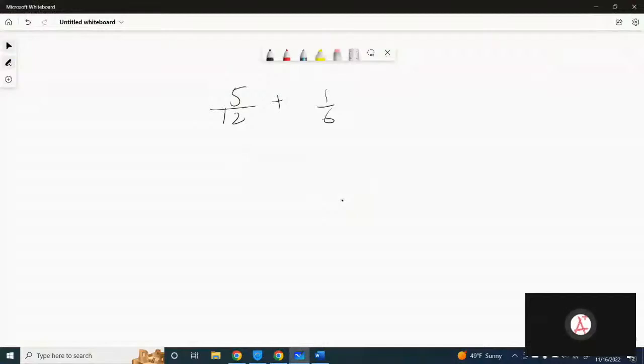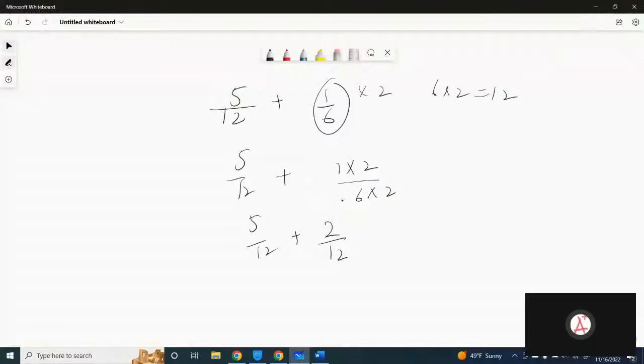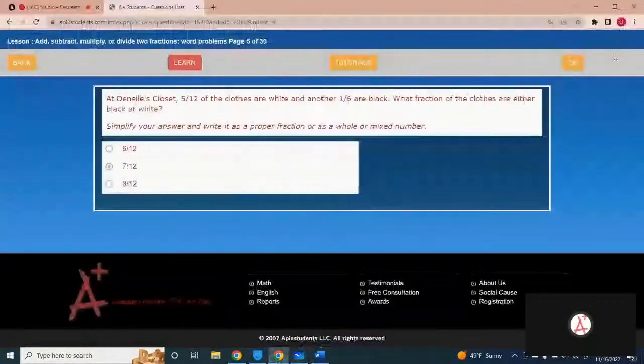First you have to make their denominators the same. We know that 6 times 2 is 12. So multiply this fraction by 2. Got it? Let's do 5 over 12 plus 1 times 2 divided by 6 times 2. It would be 5 over 12 plus 2, since 1 times 2 is 2 and 6 times 2 is 12. Got it? Now you can just add their numerators. So it would be 7 over 12. Got it? Okay, just select the correct option and click on the OK button.